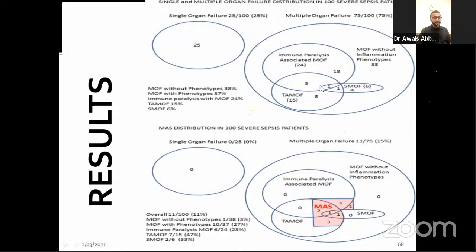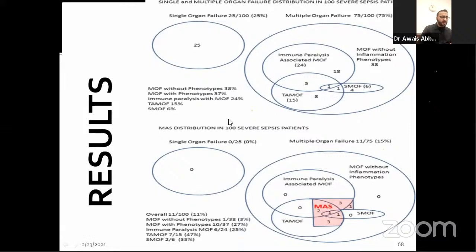Obviously, these three phenotypes have a triangular interaction. They have overlaps as well. Five of the patients had both immunoparalysis, IPMOF, and TAMOF. And one patient had all three phenotypes simultaneously along with multi-organ failure.